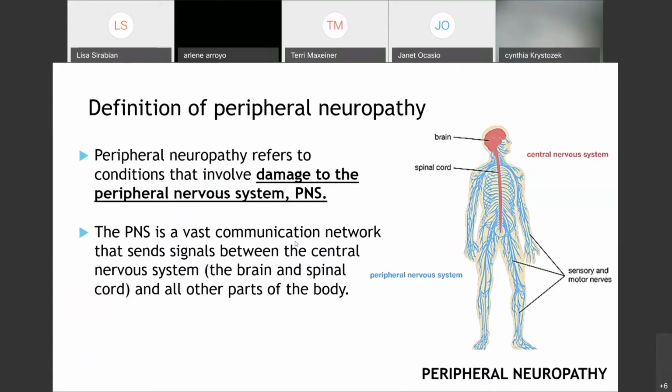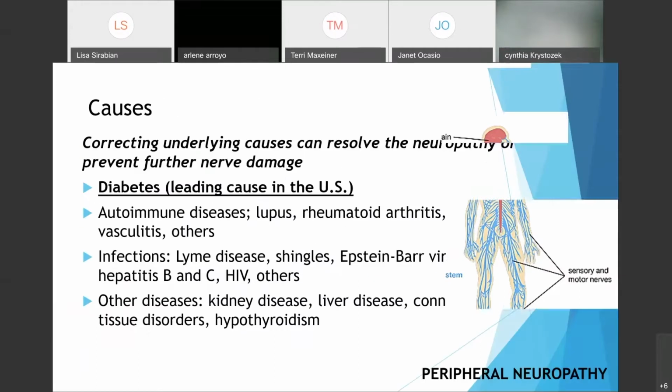If you're like me, you might think mostly of the feet or maybe the feet and hands when we talk about peripheral neuropathy. But the truth of the matter is that it really does affect all of the body, and you can see that by the blue components there. The peripheral nervous system is a vast network.